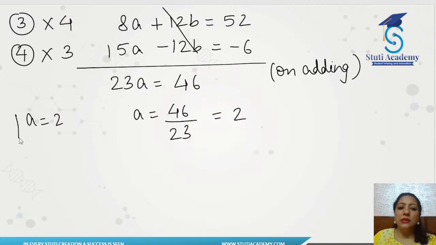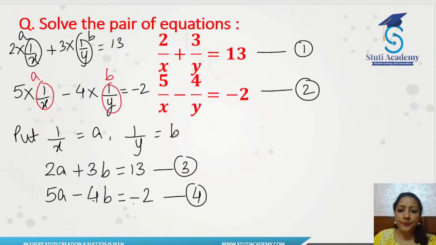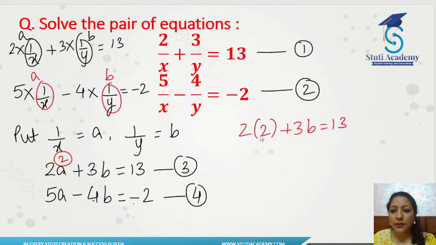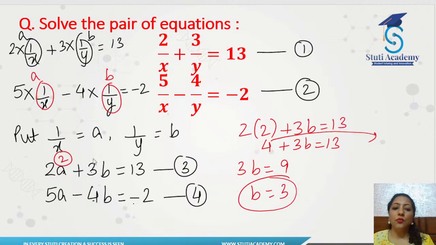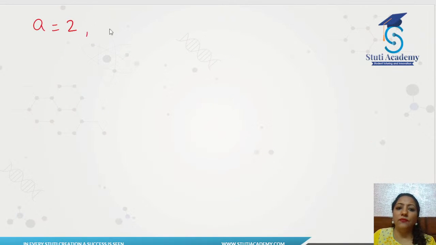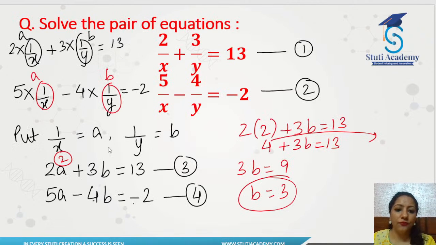Now we'll take this a is equal to 2 and we'll put it in the third equation. If we put a is equal to 2 here, we'll get 2 times 2 plus 3b is equal to 13. This will give us 4 plus 3b is equal to 13. And when we take 4 to the right hand side, it is going to give us 13 minus 4, that is 9. So 3b is equal to 9. So b is 3. So we have a is equal to 2 and b is equal to 3. Please do not stop here because still we have one more step left.